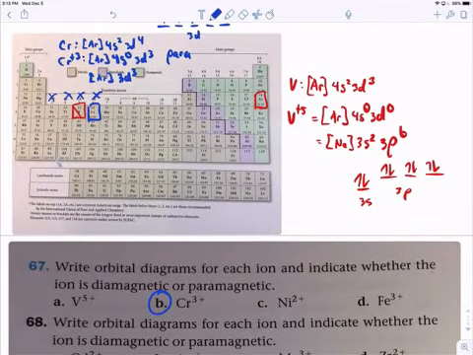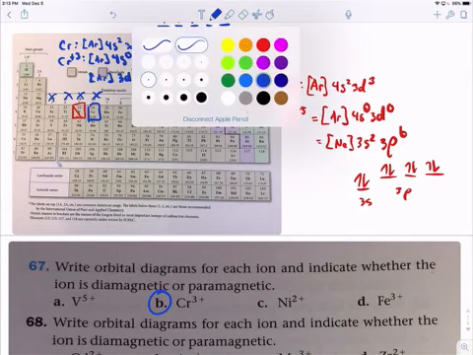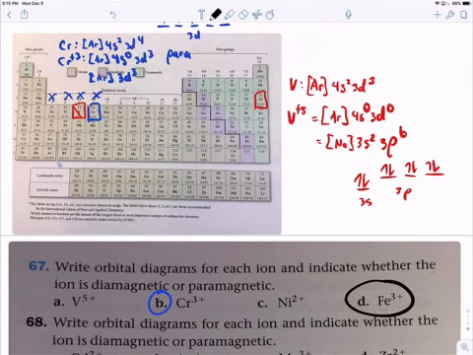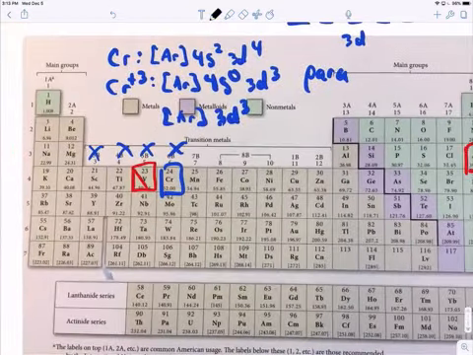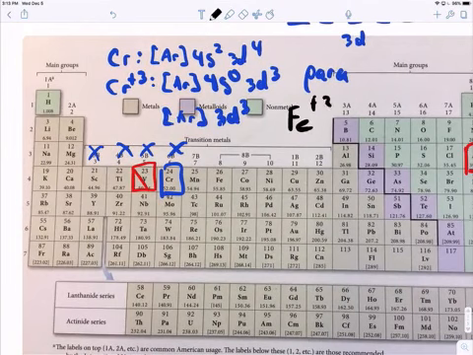So why don't you do it for iron plus 3. So iron plus 3, and here is iron.